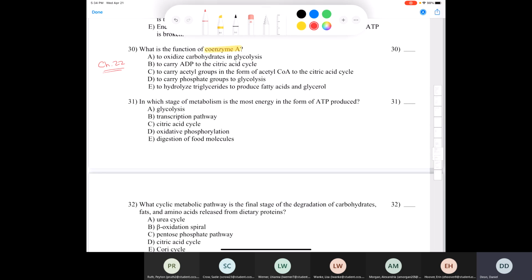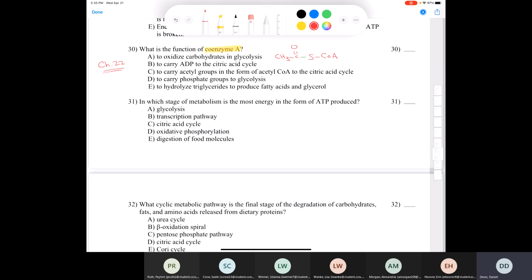You should know the structure of coenzyme A, that we have our acetyl group. Here's our acetyl group. Then we have that high energy thioester bond. That's this bond here, which is bound to a sulfur. And then, of course, coenzyme A. This is a very big molecule, but this is the shortened version that we like to use. What is the function of coenzyme A?